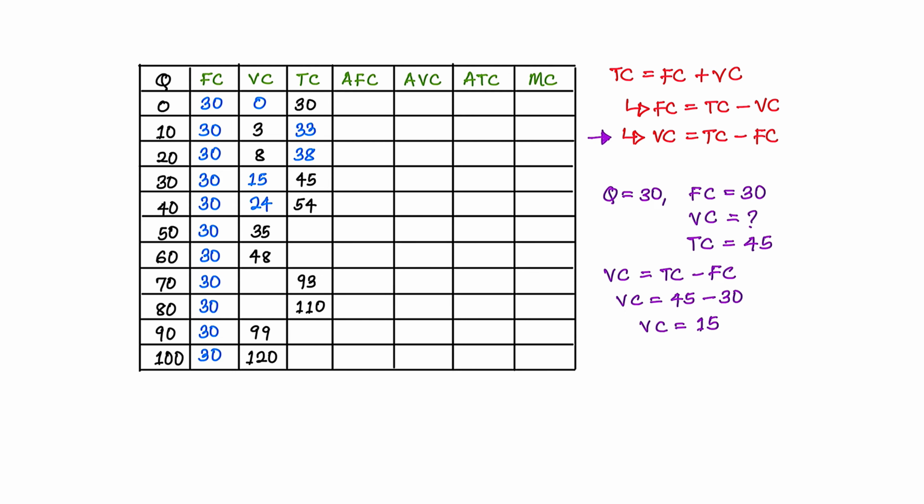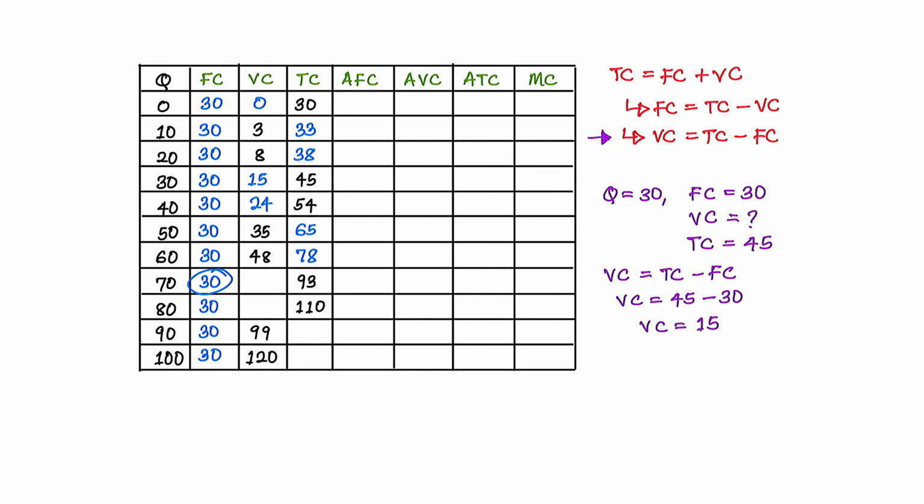So next is this space here. So we have 30 as the fixed cost and the variable cost is 35. So summation of the two will give us the total cost. 30 plus 35 is 65. Next, fixed cost is 30, variable cost is 48. Summation of 30 and 48 will give us 78.